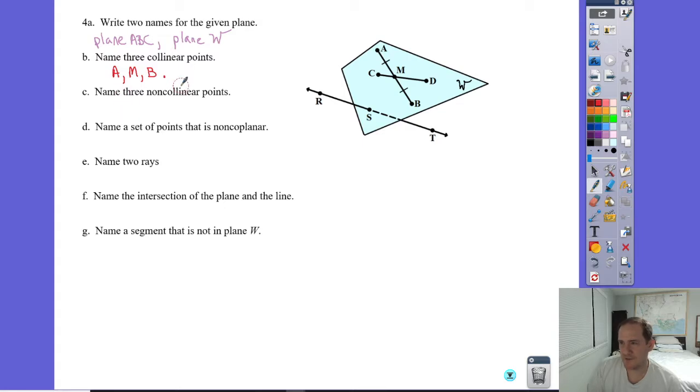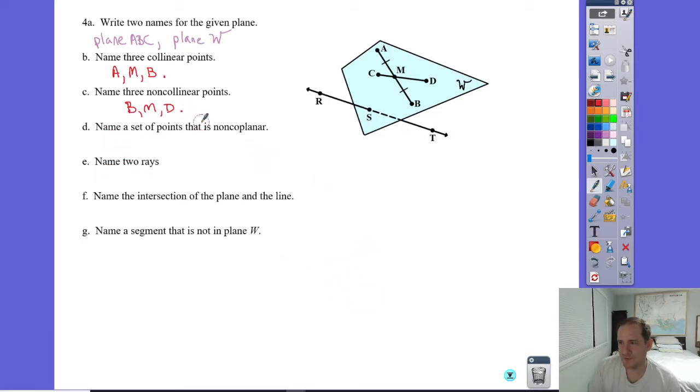So now it says name 3 non-collinear points. That means just pick points that don't all lie on the same line. Again, a good way to think of that is, do they make a triangle? So something like BMD. Those are certainly non-collinear. I'm going to go with those. So comma, comma, period. There's my list.